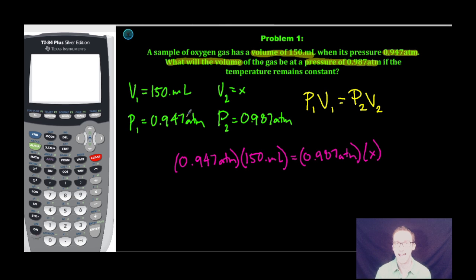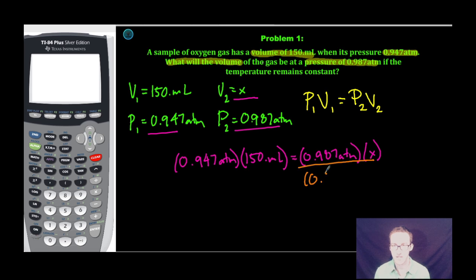So Boyle's law has an inverse relationship between the two variables. As the pressure increases in this example here, I should expect a decrease in my volume. So when we solve this, we're looking for a decrease in my volume from 150 milliliters. Now that we set it up, we're going to use some quick algebra to solve here.